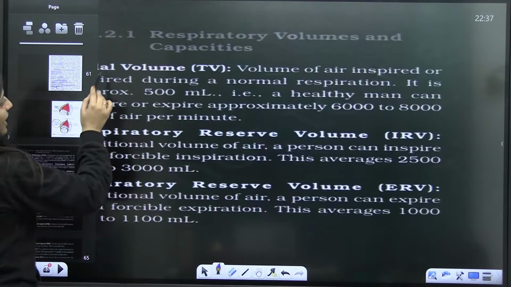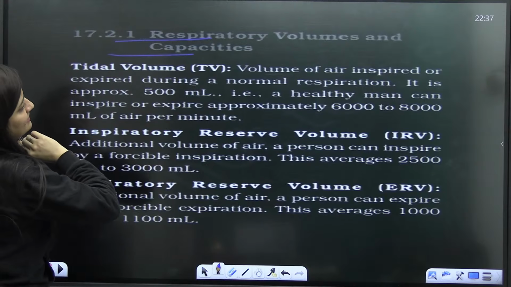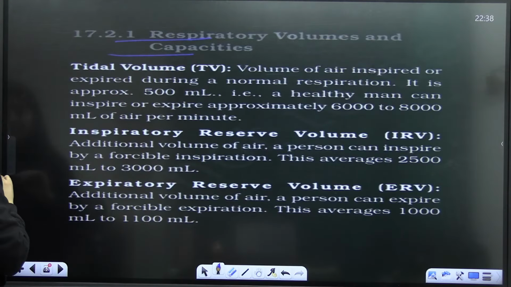So now we have to discuss what respiratory volumes and capacities are. That is our next topic. Is that clear, students?